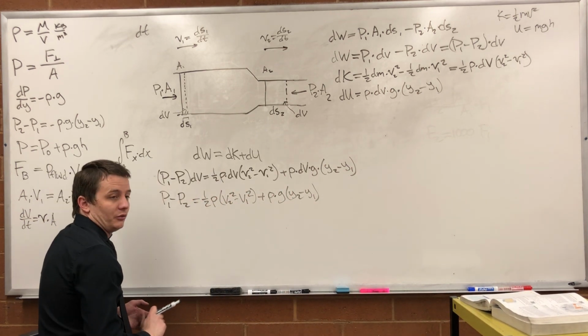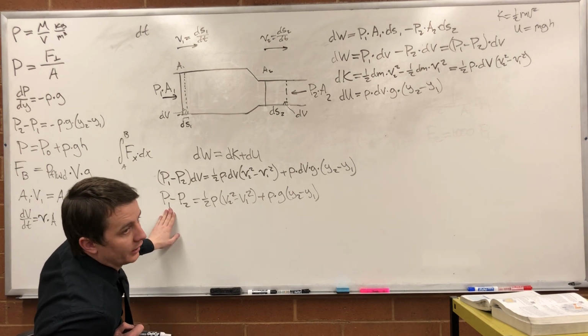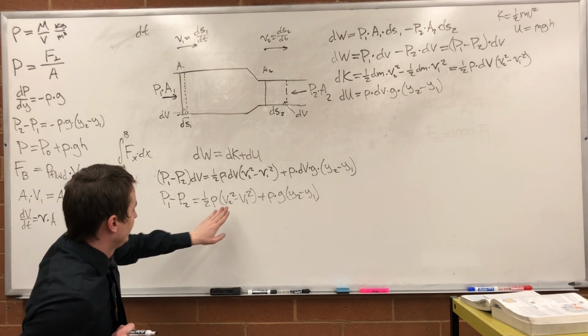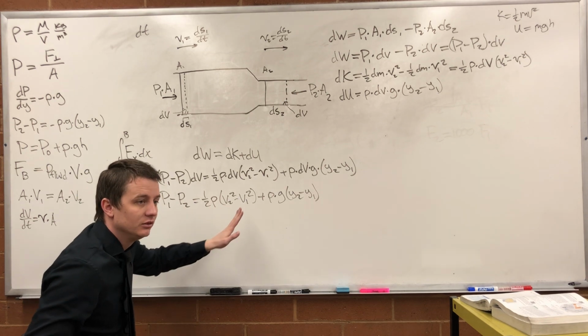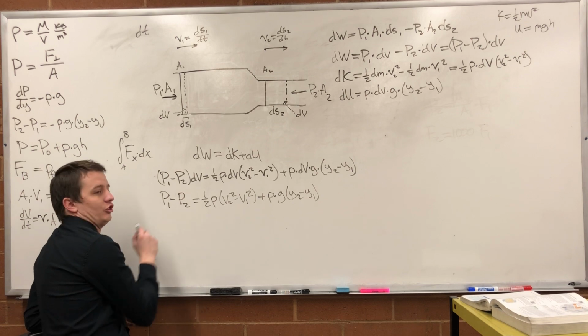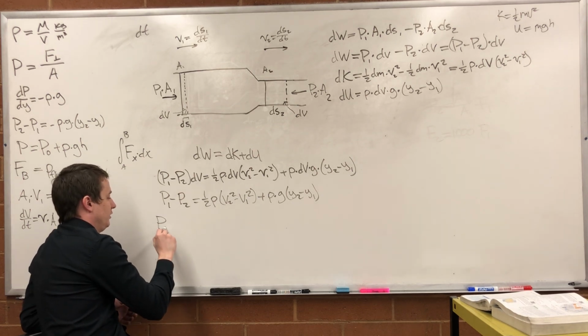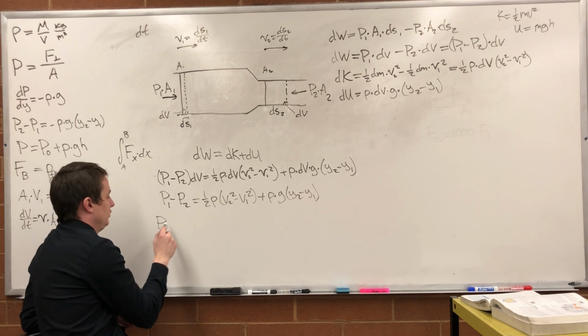Now, if we want, we can put all our terms that have a sub 1 on one side of the equation and all the ones that have a sub 2 on the other side of the equation. Why do we want to do that? Because then it shows us how the start is related to the end. So here's finally Bernoulli's equation.